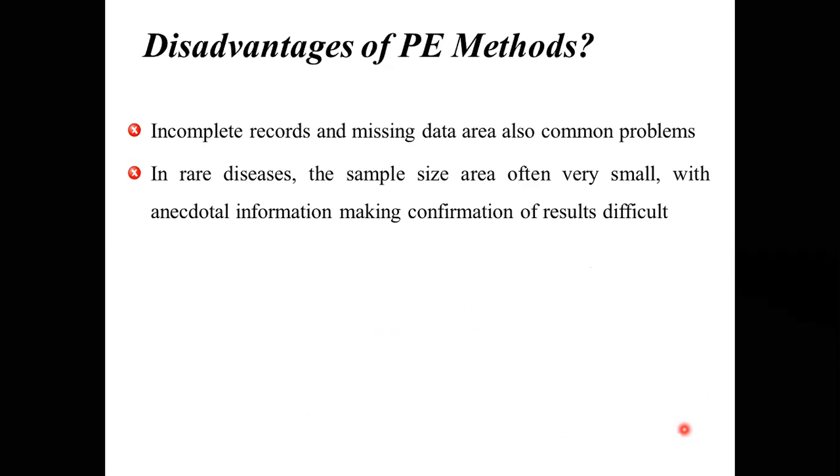Okay. The other disadvantages include incomplete records or missing data, which is also a common problem. Like for example, in the records, they would not have filled up all the information. So there will be missing data in some areas of the record. In rare disease, the sample size is often very small, with anecdotal information, making the confirmation of results difficult.